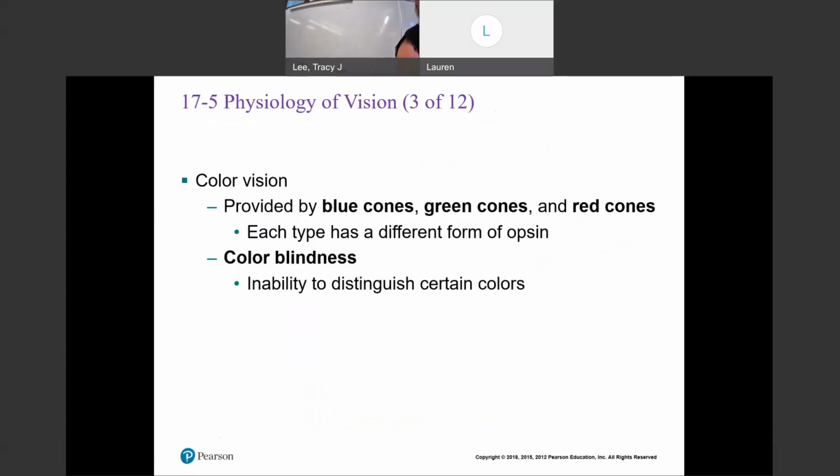Color vision, you have blue cones, green cones, red cones. If you are missing any of those cones, which is a genetic trait that you inherit from your parents, then you will not be able to see those colors. Each of them have a different opsin, which is a protein also.